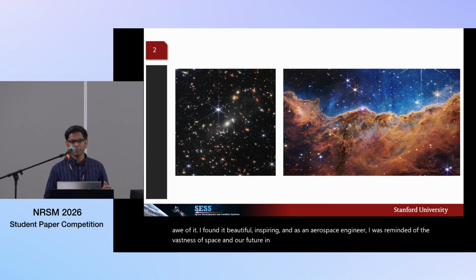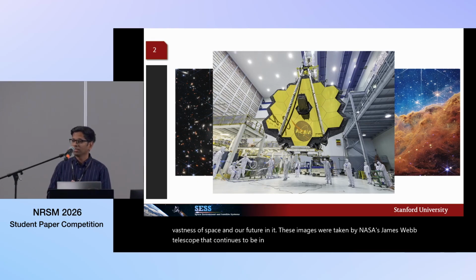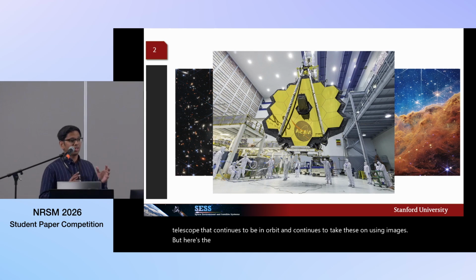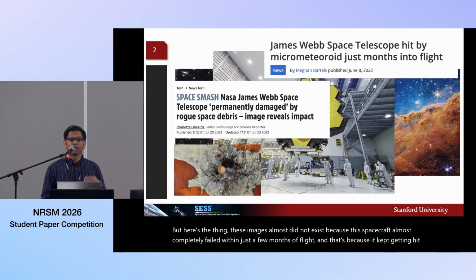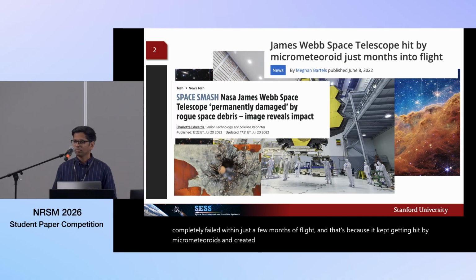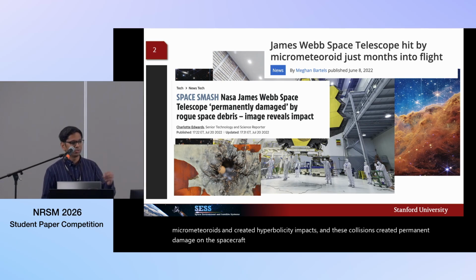These images were taken by NASA's James Webb Telescope, which continues to be in orbit and continues to take these awe-inspiring images. But here's the thing. These images almost did not exist because this spacecraft almost completely failed within just a few months of flight. And that's because it kept getting hit by micrometeoroids and created hypervelocity impacts. And these collisions created permanent damage on the spacecraft and almost completely took it out.